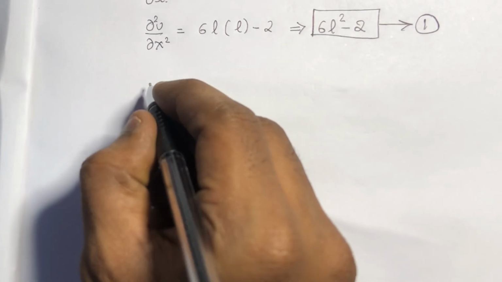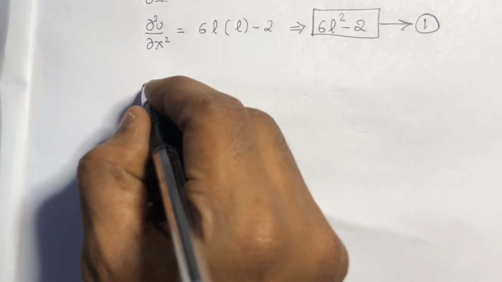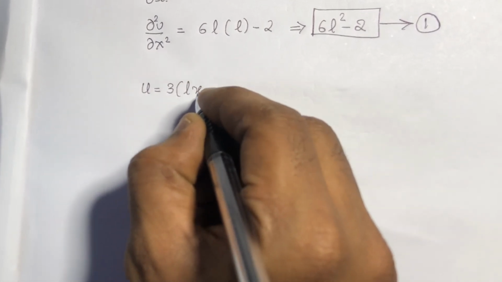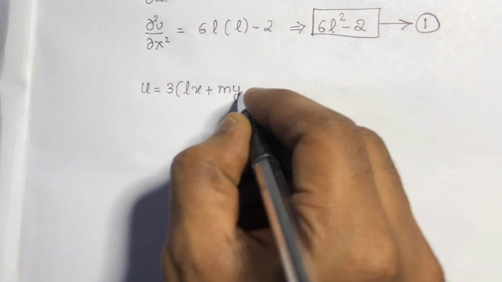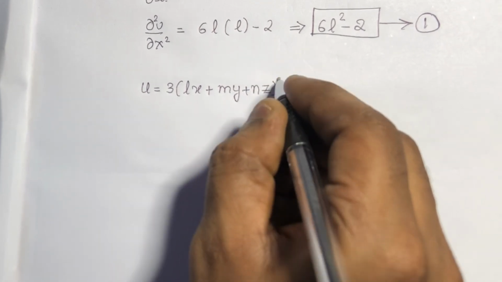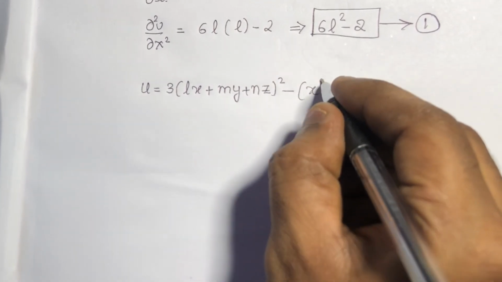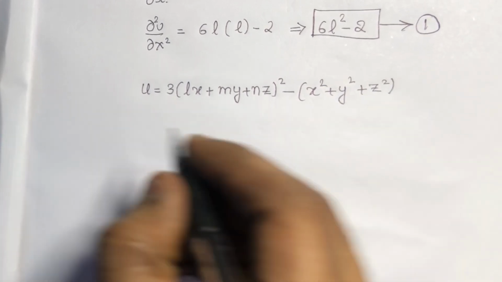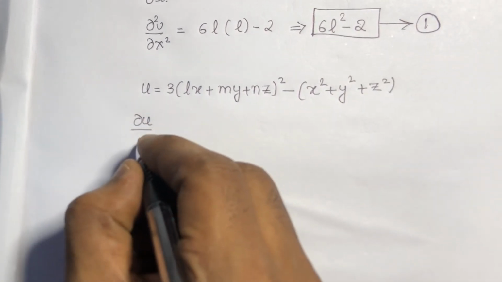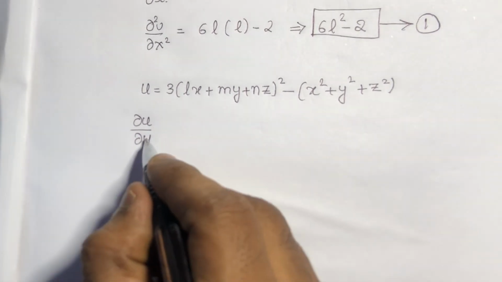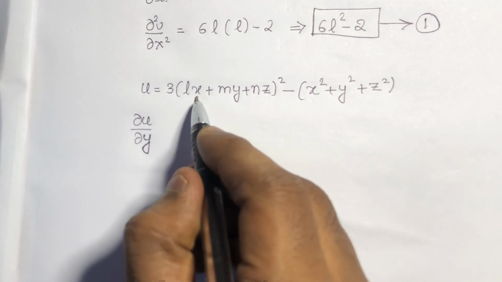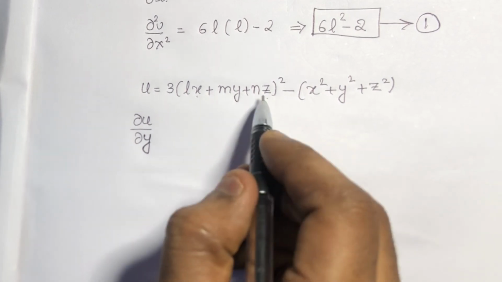Now again we partially differentiate with respect to y. Given u is equal to, we know already, 3 times (Lx + My + Nz) whole square minus (x square + y square + z square). Now partially with respect to y. So remember, whenever you are partially differentiating with respect to y, your x and z are considered as constants.